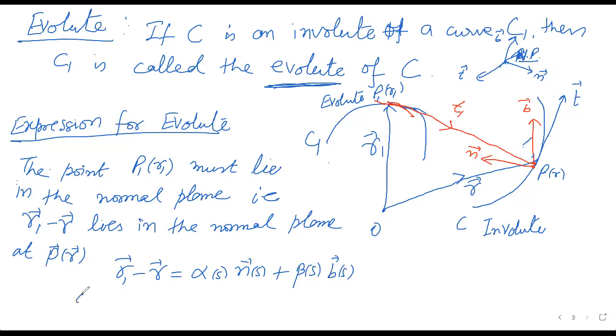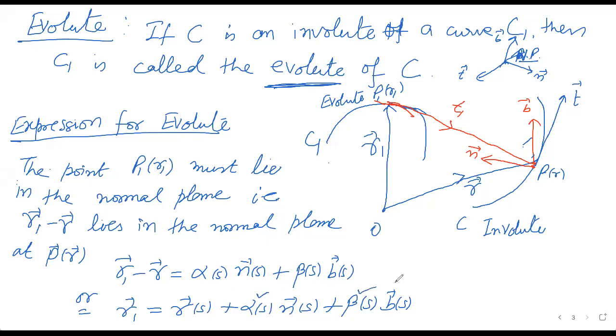Is it clear? Or you can say R1 is nothing but Rs plus alpha s Ns plus beta s Bs. So it is the equation of this evolute, call it equation 1. Now here I have to find alpha and beta. It is the equation of the evolute R1. R1 is representing the parametric position of C1. So I have to find alpha and beta.